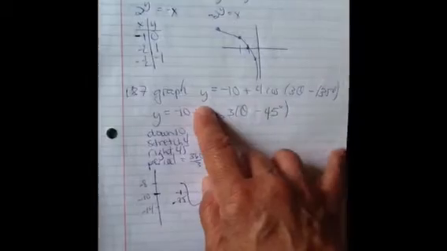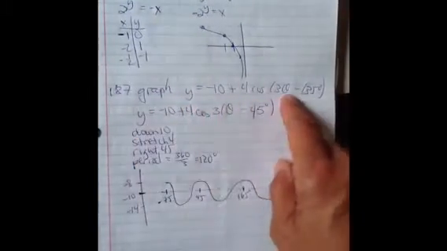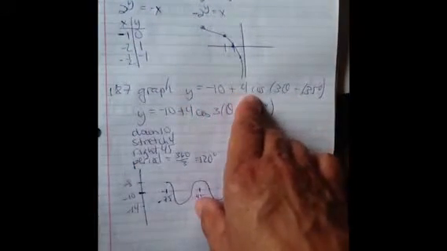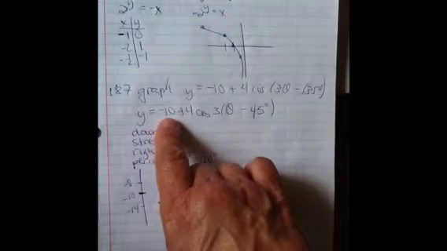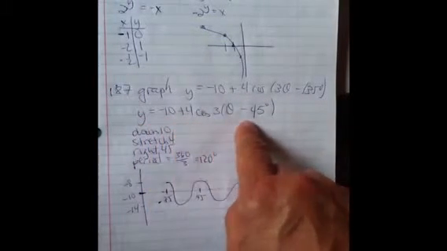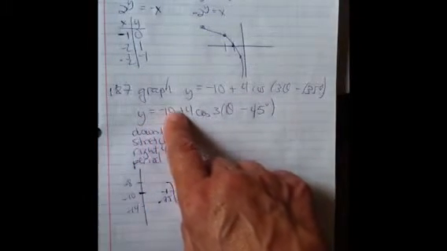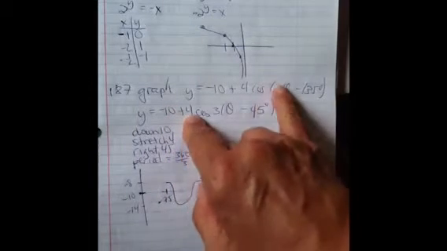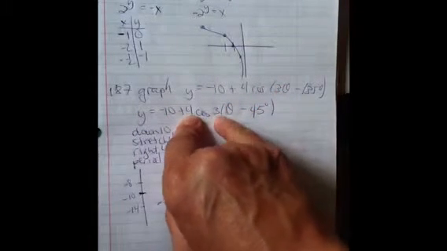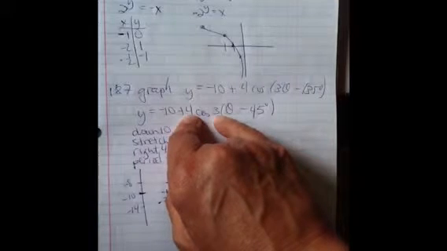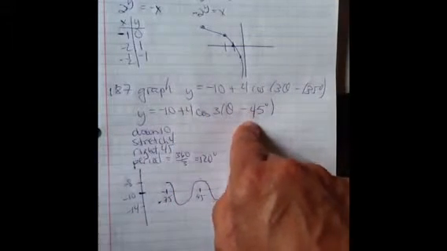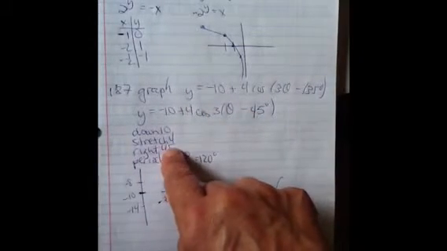The next one says to graph this trig function. So what we have here is a cosine. So I have written down, this is what I'm going to graph. I go down 10, I stretch 4. Notice I factored out the 3. That tells me that my period is going to be affected, and that I went to the right 45 degrees.